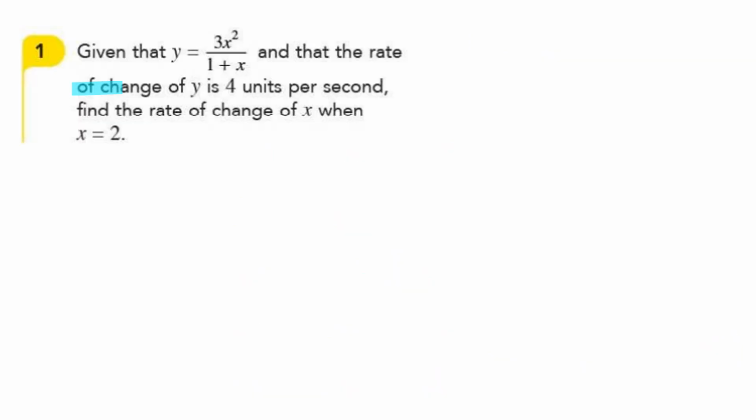Right, let's look at question 1. In question 1, we're given y equals 3x squared over 1 plus x. And you're given that the rate of change of y is 4 units per second. And you're asked to find the rate of change of x when x equals 2. Now remember, this is a chapter where we are using the concepts of differentiation. So most of the time, we will just need to differentiate y with respect to x.